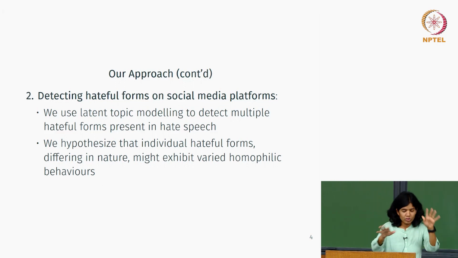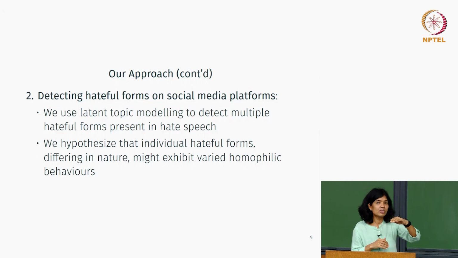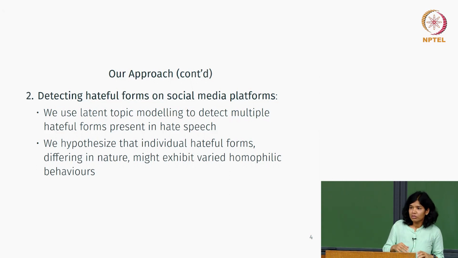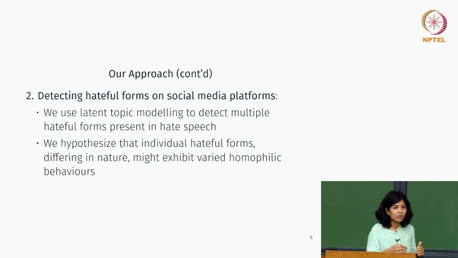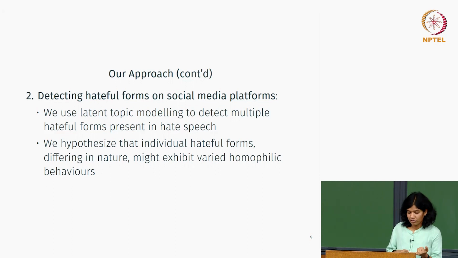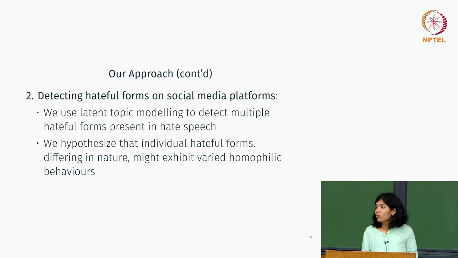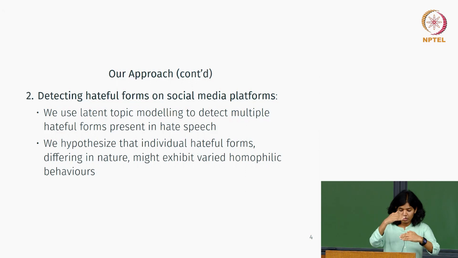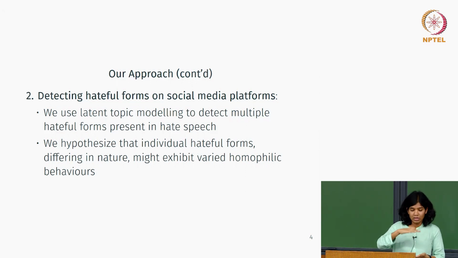And why are we doing all of this? Basically we are going to see the existence of homophily. Is there homophily in the users who are generating this hateful content? That is the overall goal, the motive for defining all of these. We want to define similarity and familiarity because we want to compute homophily in the hateful users. And can we go one level below: does homophily vary across the hateful forms or not?